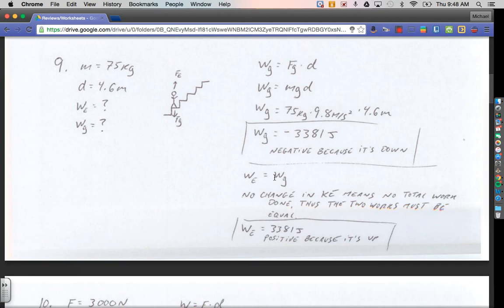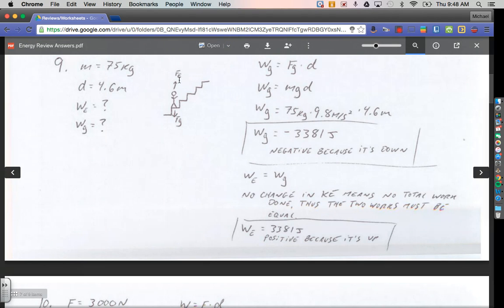Now, when it comes to the amount of work done by the escalator, well, they're equal to each other because the force of the escalator pushing up is equal to the force of gravity. So it's still 75 times 9.8. And the distance is the same at 4.6. But the work is positive because it's going upward. The escalator is giving you potential energy. It's trying to add to your energy, so you do positive work.